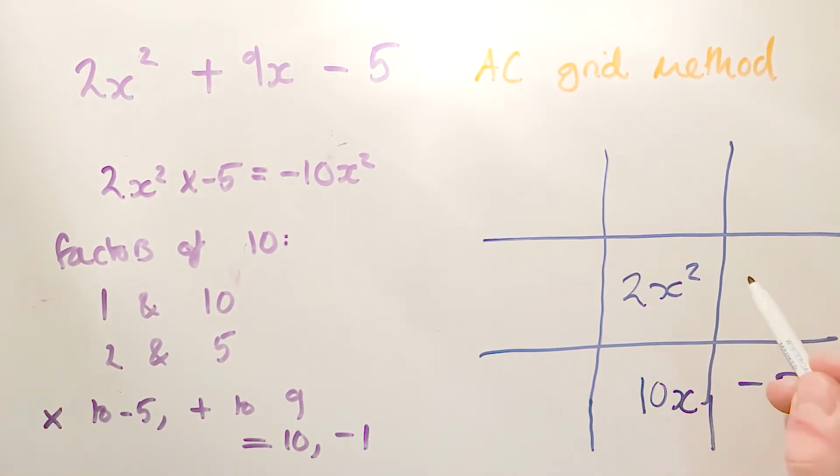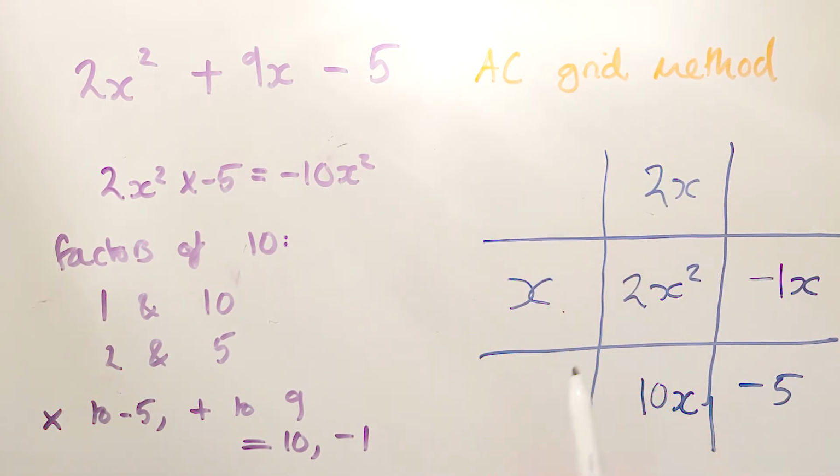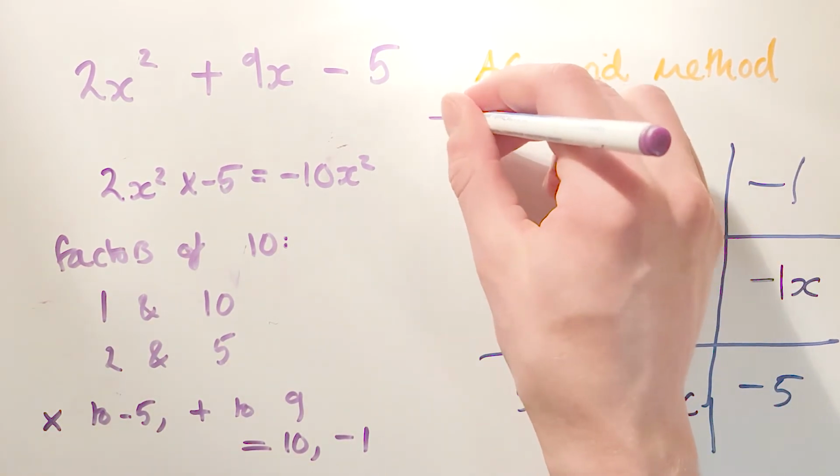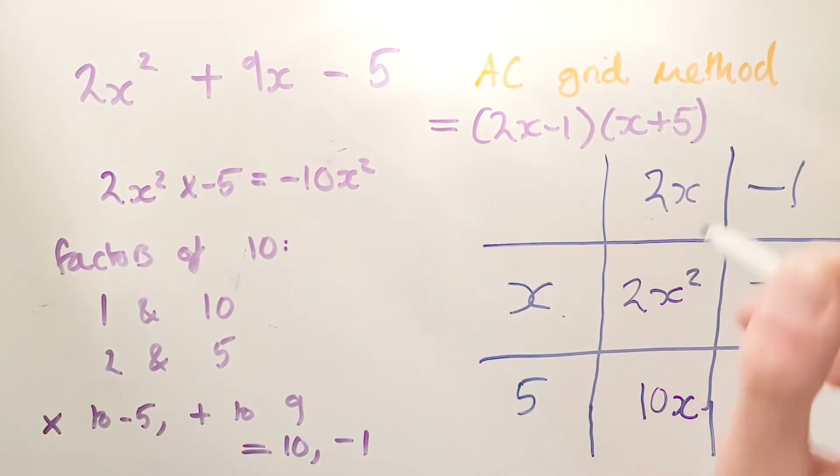Write them in the grid like this. It doesn't matter which way around. Then we need to find the common factor of 2x squared and 10x and write it above. Find out what multiplies through with this to get 2x squared and write it on the left. And then you can fill in the grid like a multiplication grid to get the factors. The factors are just the top and left of the grid.